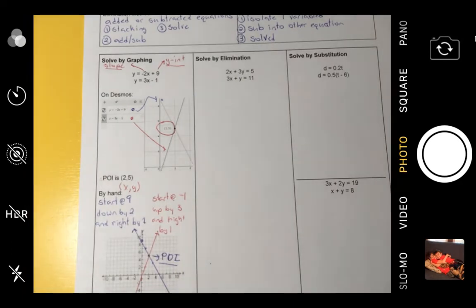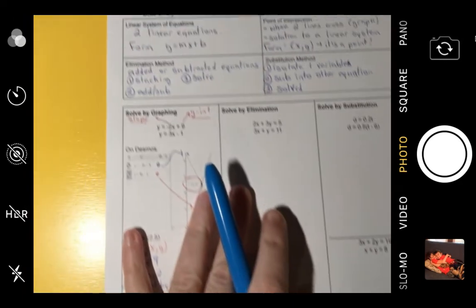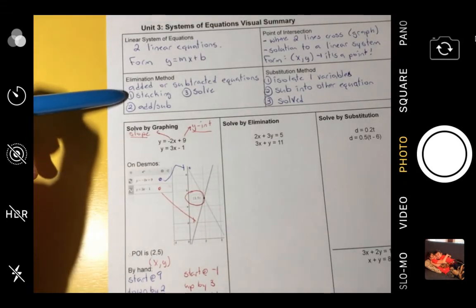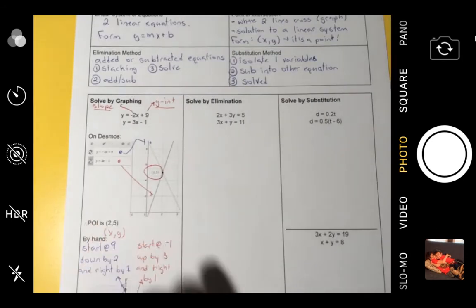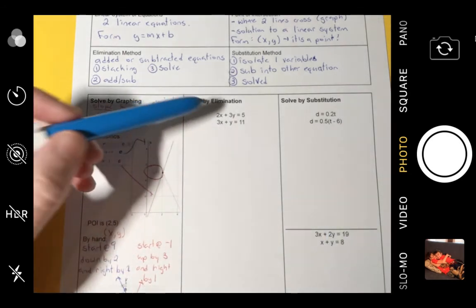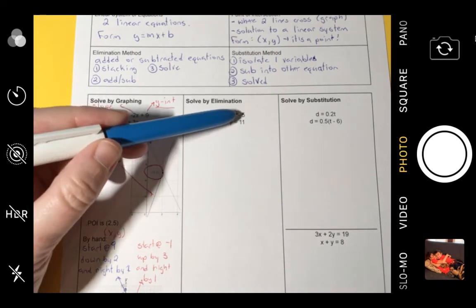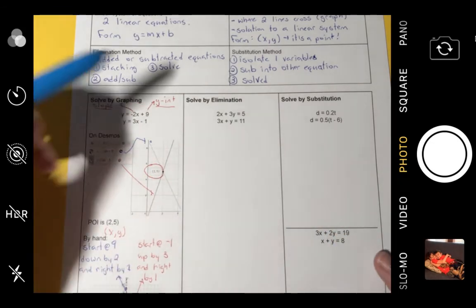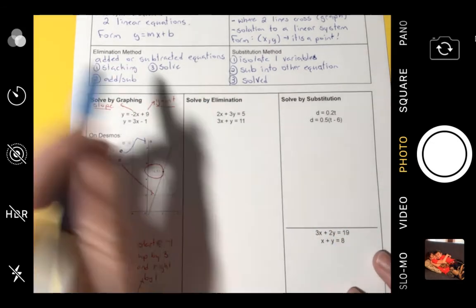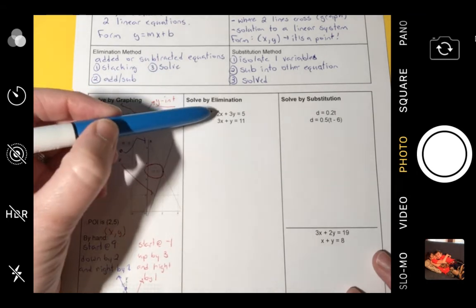Okay, so now this one, we're going to solve by elimination. That means, remember, our steps were, we're going to stack them, we're going to add, subtract them, and then we're going to solve. So they're stacked for us. Remember, there was that extra little step. If we don't have the same number in front of our variables, we need to get them to be the same. So remember, you're going to multiply one of your equations to get the same number in front of the same letter.